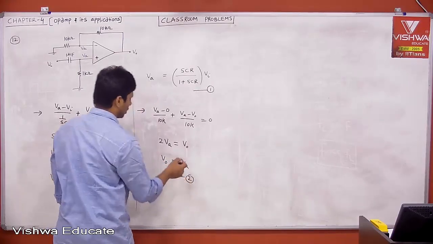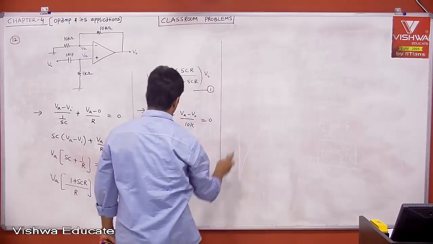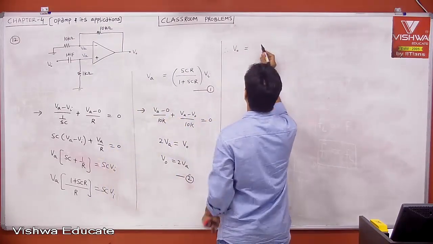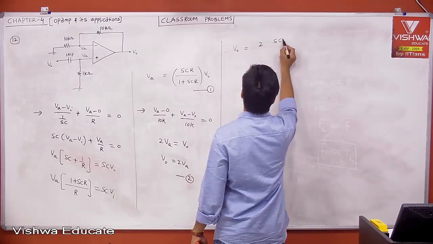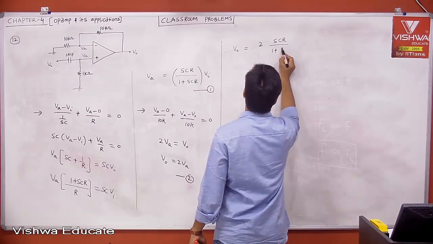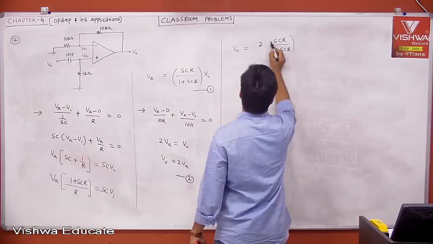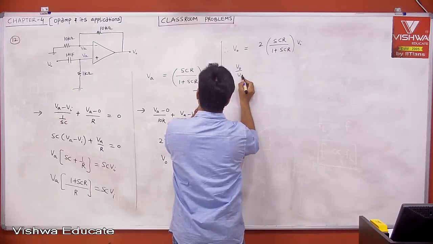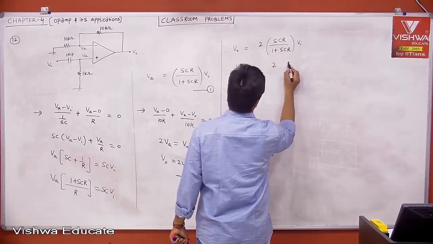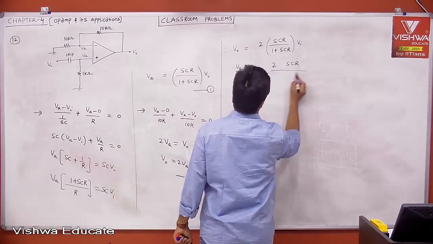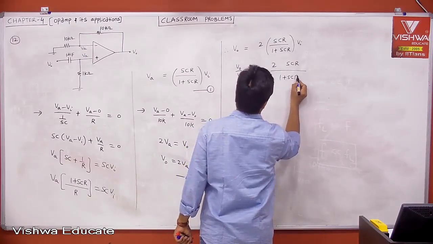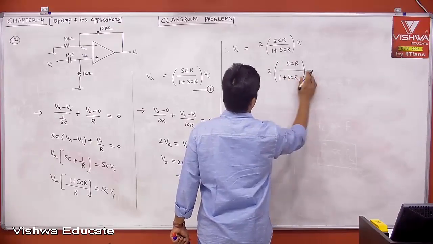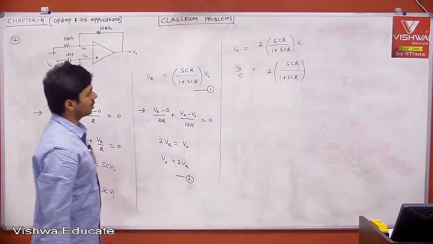This is equation 2. Substitute VA, then what you get? V0 is equal to 2 into SCR divided by 1 plus SCR into VI. Therefore, what is V0 by VI? V0 by VI, your transfer function, is nothing but 2 into SCR divided by 1 plus SCR. Right? What is this?